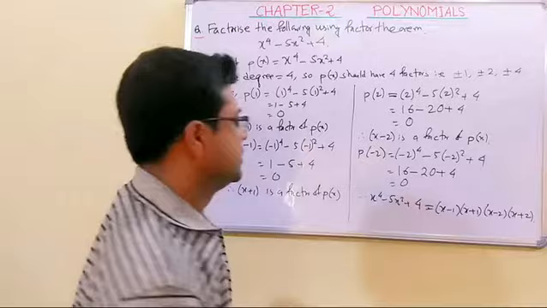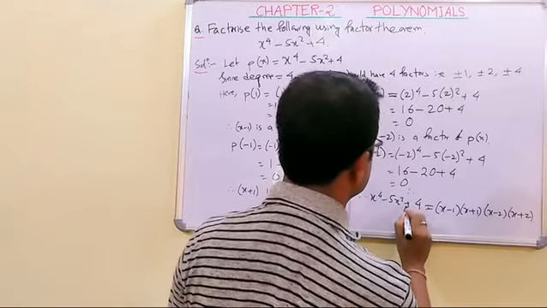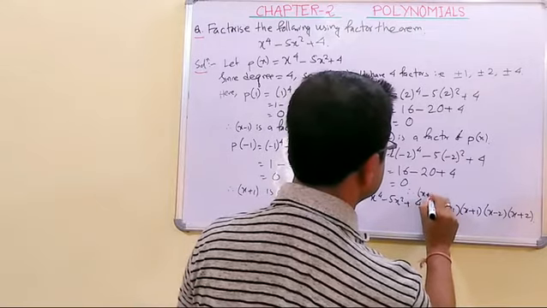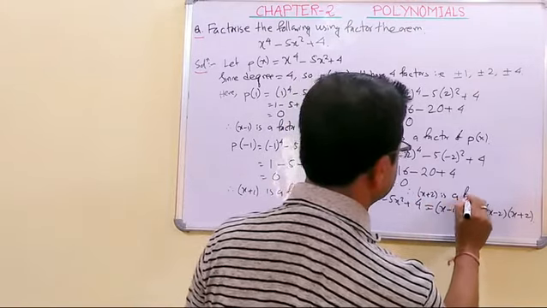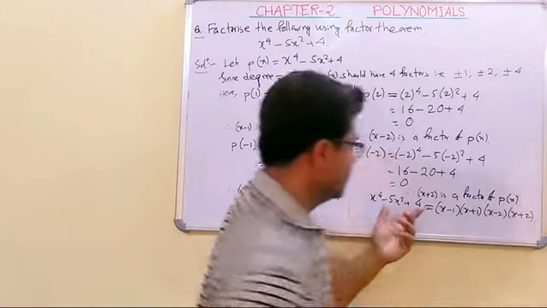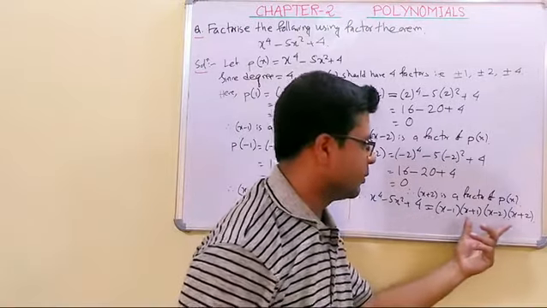Is it alright? So here we have skipped actually one line. Here we have to write, then it will be incomplete. Therefore, x plus 2 is a factor of x to the power 4 minus 5x square plus 4, where we have got this 4.